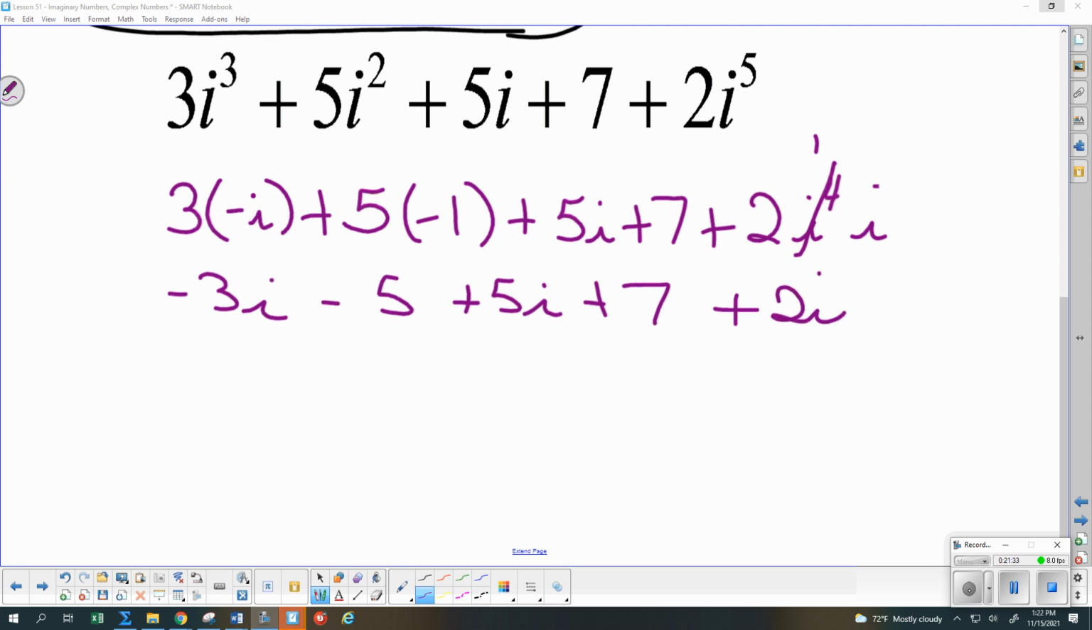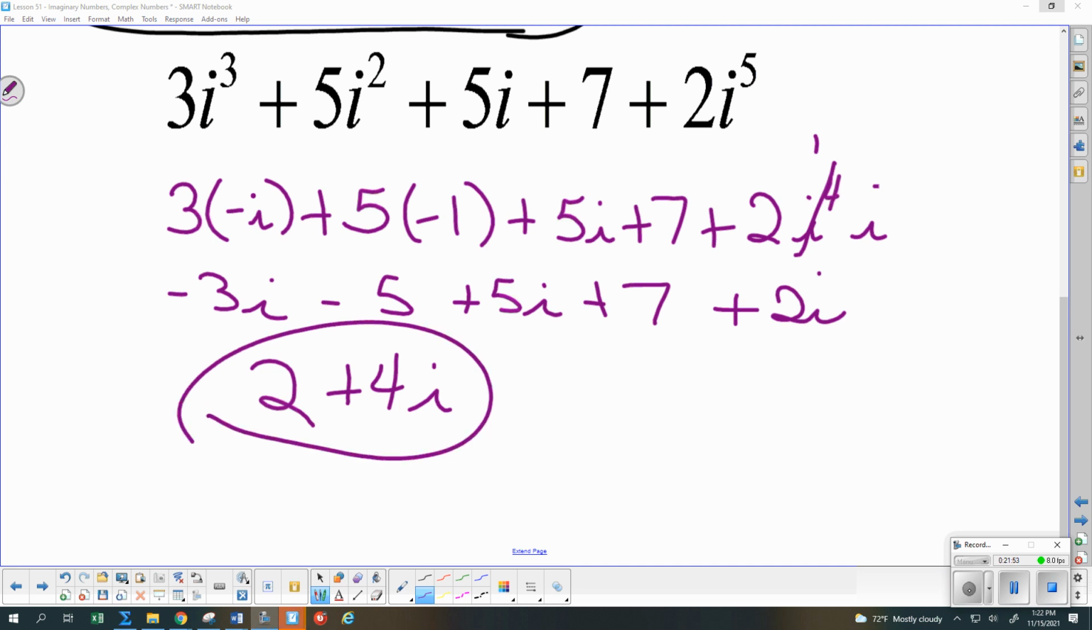Does that look right to everybody? Is that what you guys had? So Griff, what do I get when I combine my like terms here? 7 minus 5. What do you guys think? 2 plus 4i. Give me a thumbs up or thumbs down. Anybody with questions on that? All right, good job with that material today.